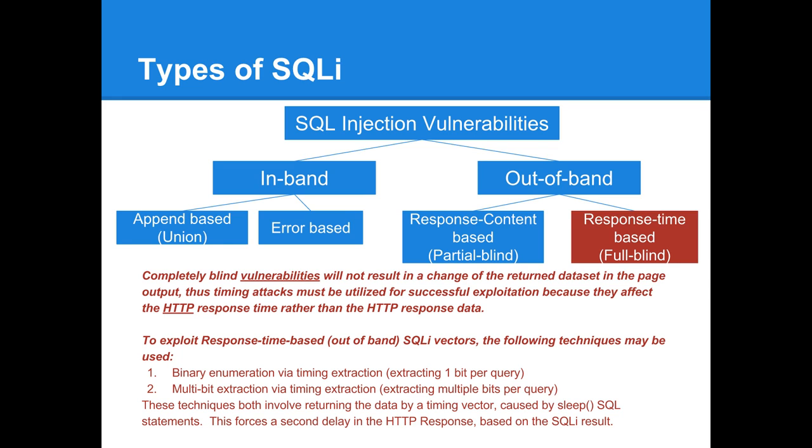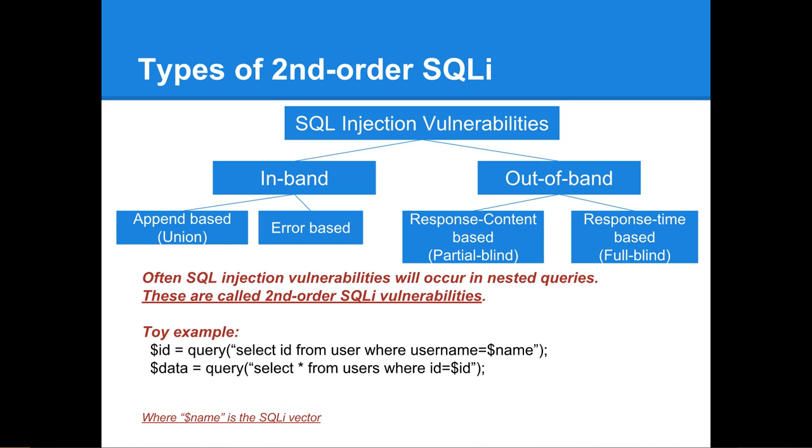Now, there are SQL injection vulnerabilities that occur in nested subqueries, and these often get misidentified or miscategorized. But when these occur, they are categorized as second-order SQL injection vulnerabilities, and they may still be append-based, error-based, partial blind, or full blind. An example is presented below.